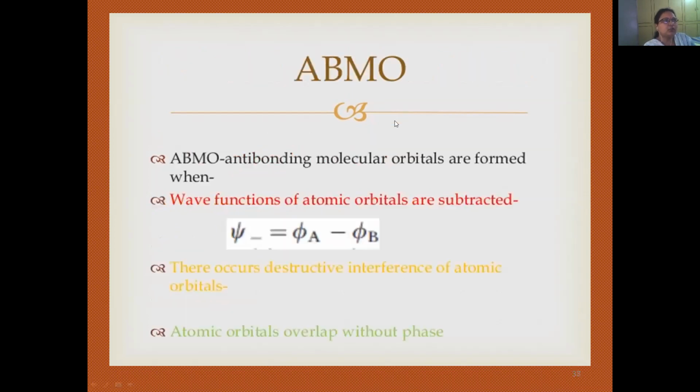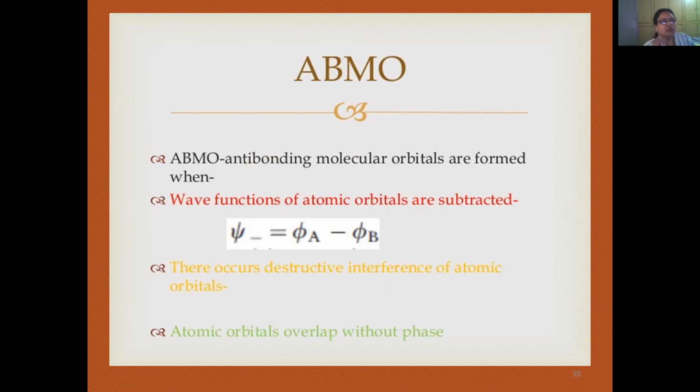Next, the anti-bonding molecular orbital. These anti-bonding molecular orbitals are formed when wave functions of atomic orbitals are subtracted. Here you can see psi minus. In bonding molecular orbitals it was plus, and here it is minus. Psi minus is equal to psi A minus psi B. So there occurs destructive interference of atomic orbitals, and these atomic orbitals overlap out of phase. They are not in line.